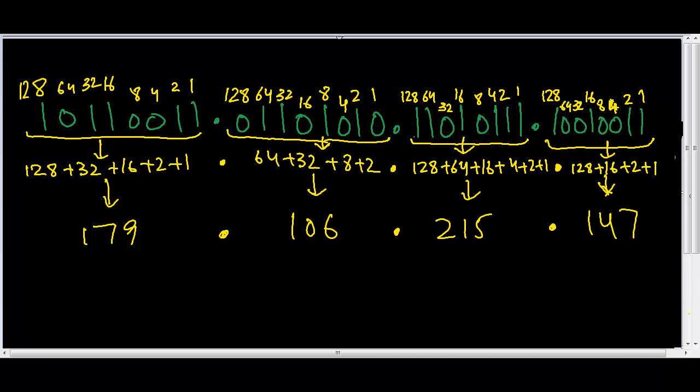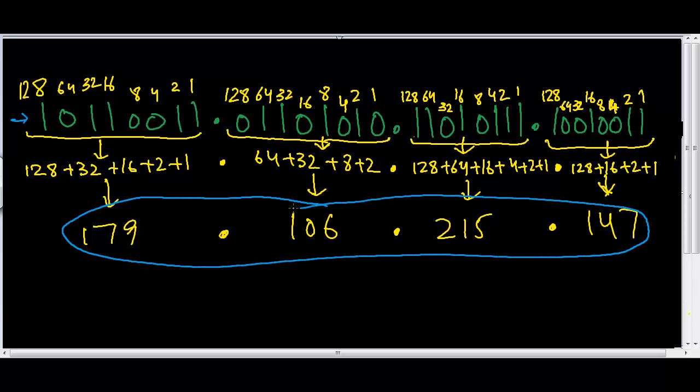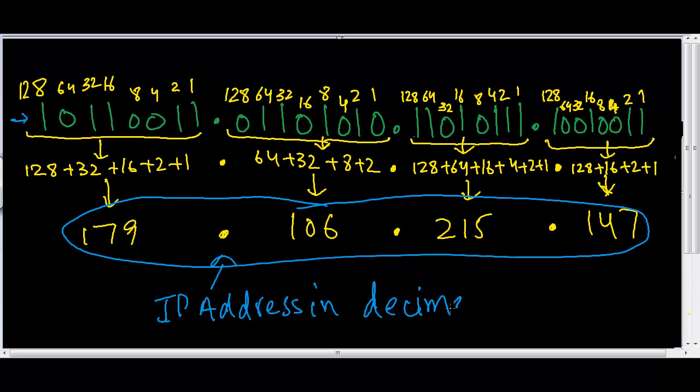This is another example of an IP address that was given in binary, and it has now been converted into decimal notation. So this is the IP address in decimal notation. Okay, can we represent this same IP address in hexadecimal notation? Let's do that.